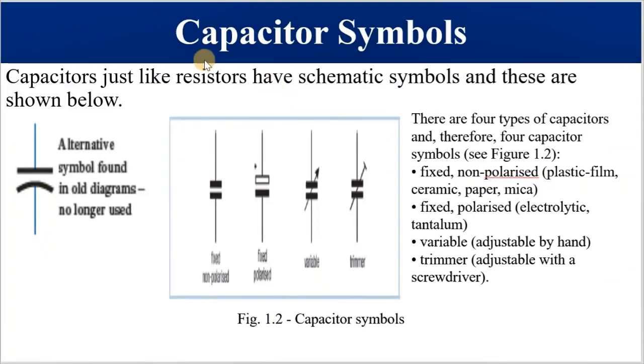A capacitor has schematic symbols, just like any other electronic and electric component. This is the symbol of a polarized capacitor, and it is an old symbol. The top terminal is the positive terminal, and this terminal is the negative terminal. It must be connected as such in an electronic circuit. Otherwise, if you interchange the terminals, it will be destroyed. So this is a symbol of a fixed value polarized capacitor.